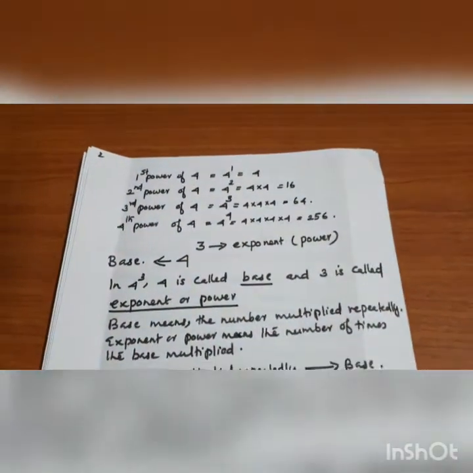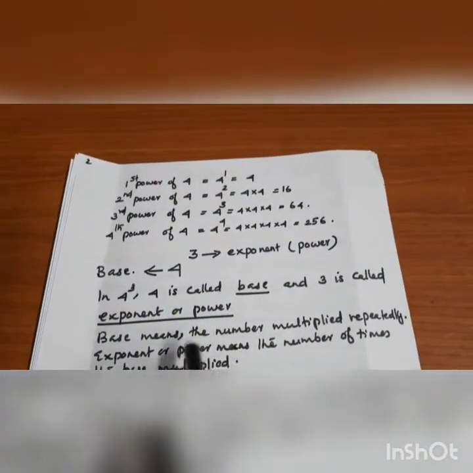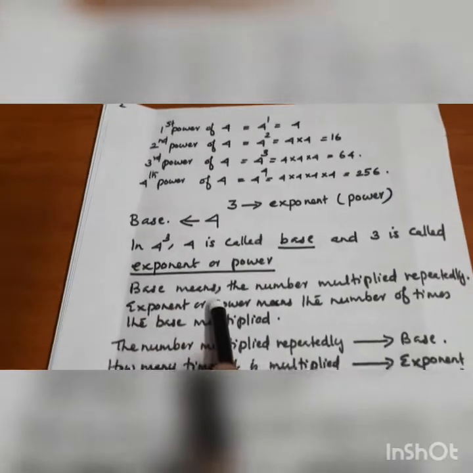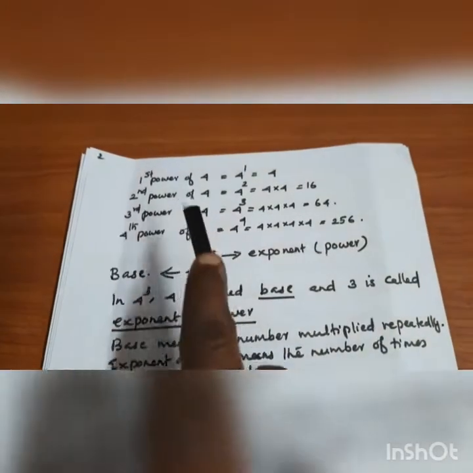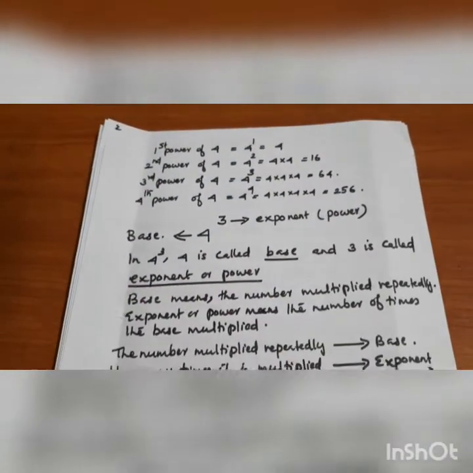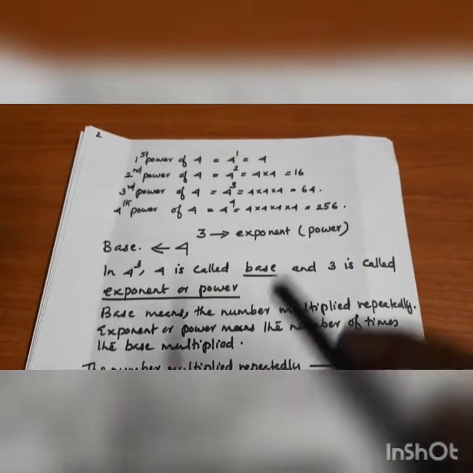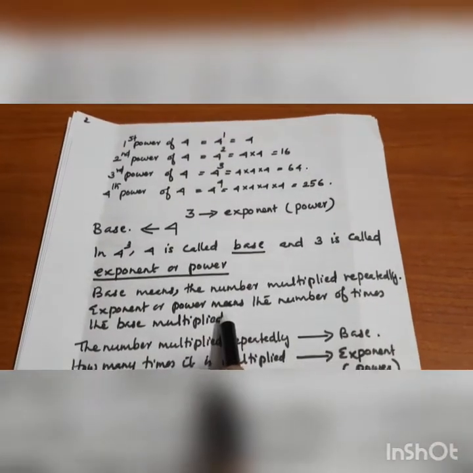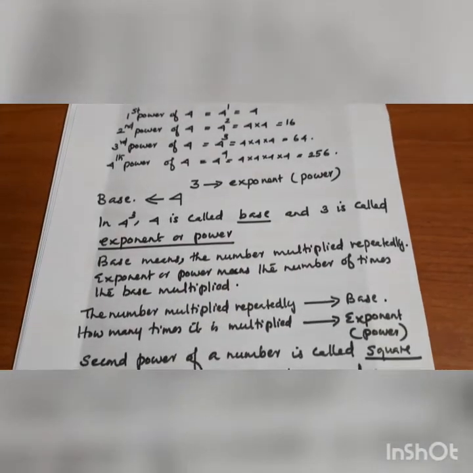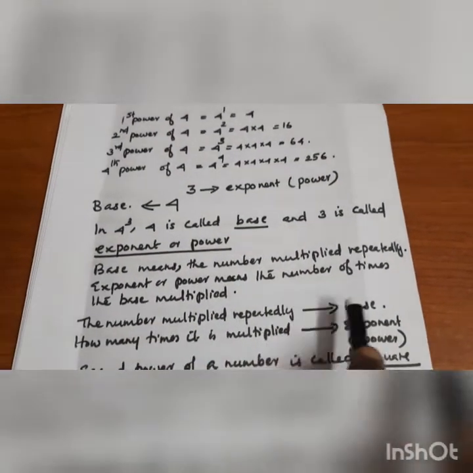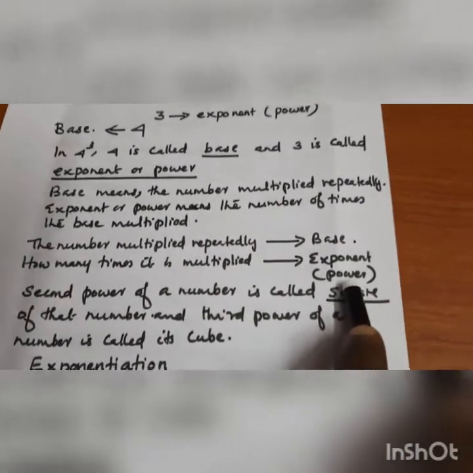Therefore the base is 5. Then exponent or power means the number of times the base is multiplied. The number is multiplied how many times? That is the exponent or power. So once again, the number which is repeatedly multiplied is the base, and how many times it is multiplied, that number is the exponent or power.